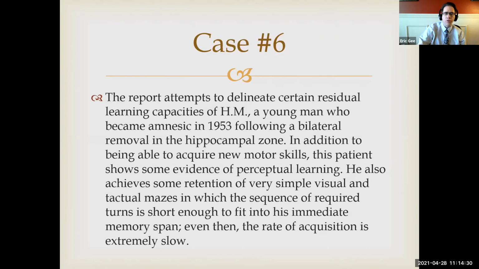Okay, I won't do the poll this time, but does somebody want to tell me what kind of study this is? Case study. There we go. Yeah, this is a case study. Why? Because we're just looking at one person, HM, a young man who became amnesic. This is actually a very famous case study in psychology, and we will be talking about HM next week a little bit. All right.